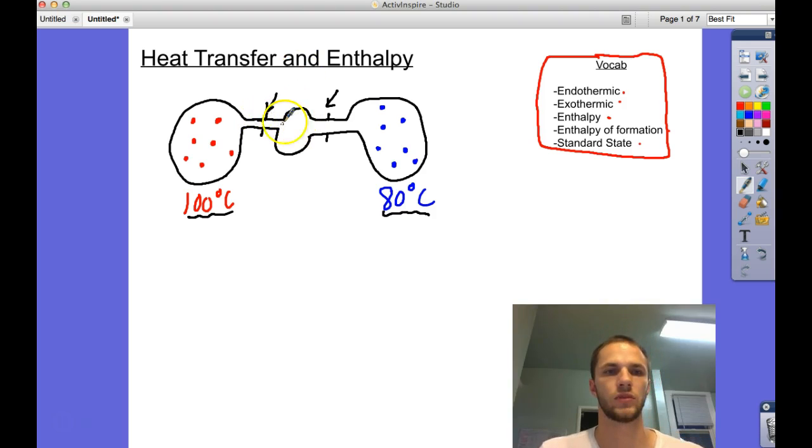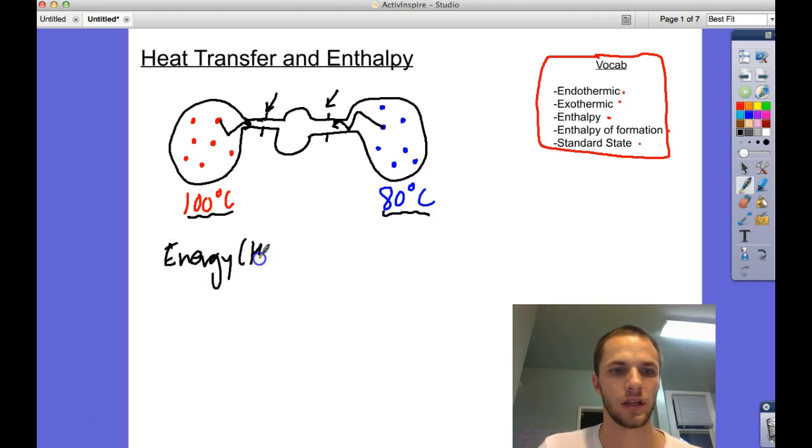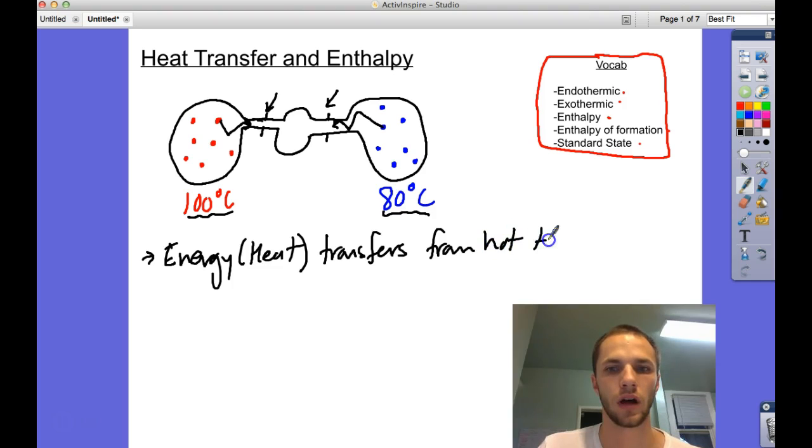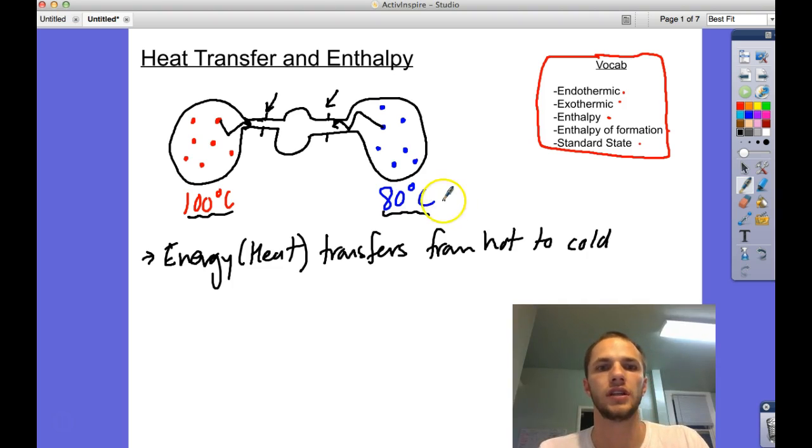Well, we know that these gas molecules are going to move around randomly and they're going to eventually enter this tube and collide with the walls, but eventually they're also going to collide with each other. And when that happens, some type of energy is going to be transferred. How is that energy going to be transferred? Well, number one, it's going to be transferred in the form of heat. And the way that we will observe that is that energy, or heat, transfers from hot to cold. So the hotter, higher temperature object will transfer energy or heat to the colder object.